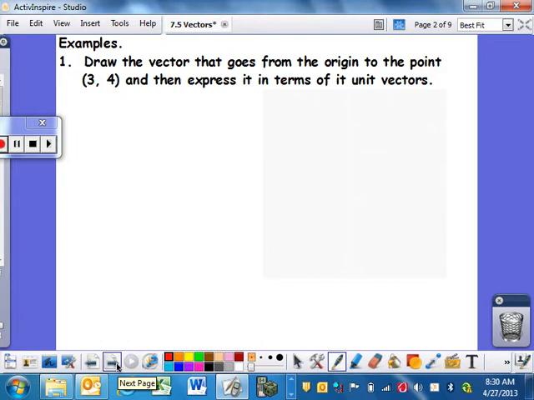The first one would be: draw a vector that goes from the origin to the point 3, 4, and then express it in terms of unit vectors. Okay, so if I do that, here's a coordinate axis. Where's the point 3, 4? 1, 2, 3, 2, 3, 4. So the point would be there and up.